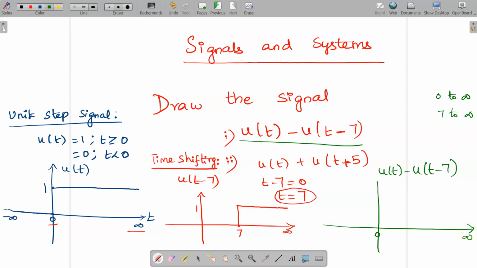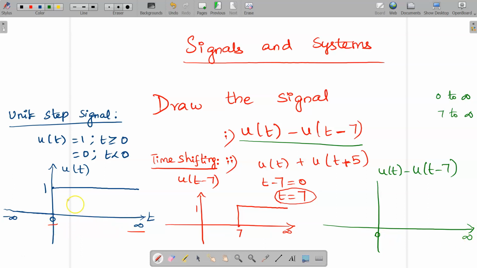The first signal exists from 0 to infinity. The second signal exists from 7 to infinity. Compare the low values of t and the high values of t. Whichever is lower, that I have to consider. When comparing 0 and 7, 0 is the lower value. I am considering that as the lowest range. And the highest range is infinity in both the signals, so I am taking infinity. So for the new signal u of t minus u of t minus 7, I will be taking the range from 0 to infinity.